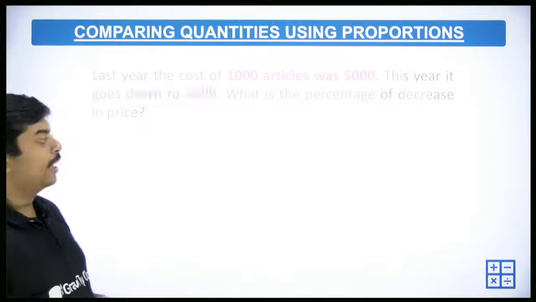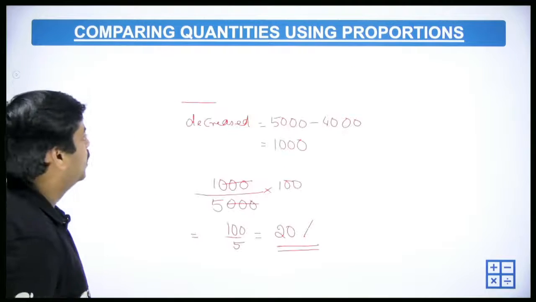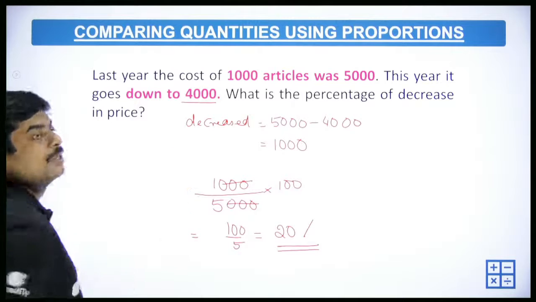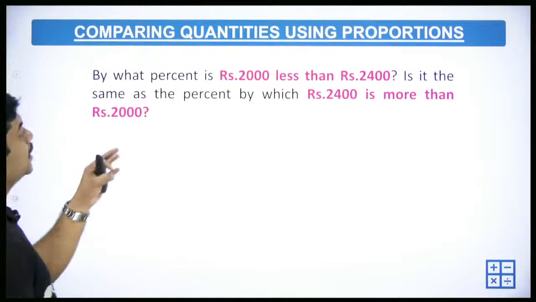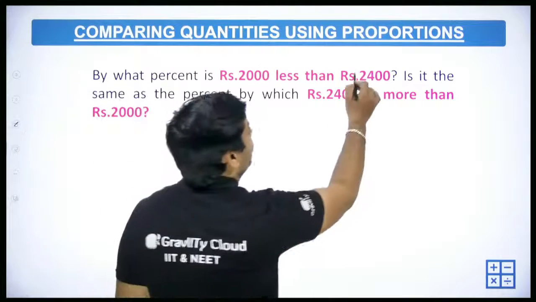Understand? So that is how you calculate the percentage. Yeah, that is how you find the percentages. Let's move to the next question. By what percentage is rupees 2000 less than rupees 2400?